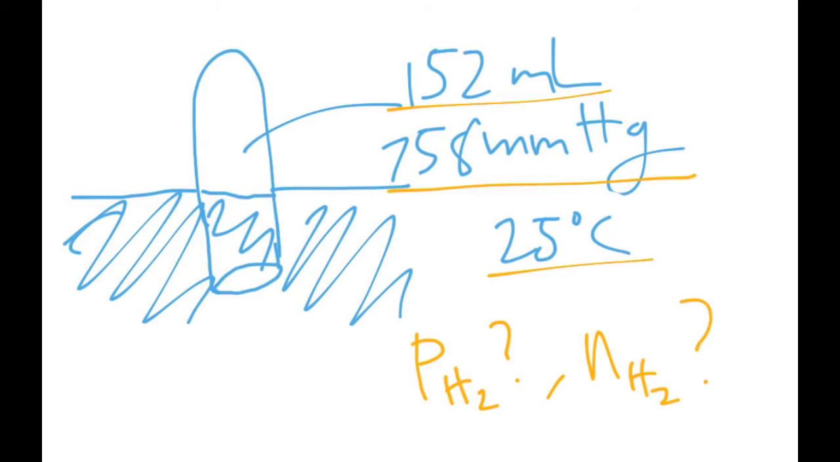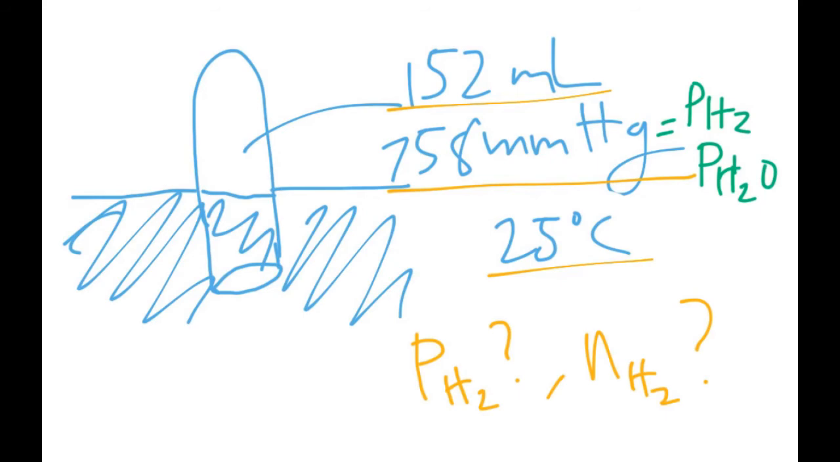Now this is a type of question known as the wet gas problem, and the reason is that this gas right here has not only H2 gas, but it also has some water vapor in it, because there's a water vapor pressure that the water is trying to achieve. So this pressure is equal to the pressure of H2 and the partial pressure of the water vapor.